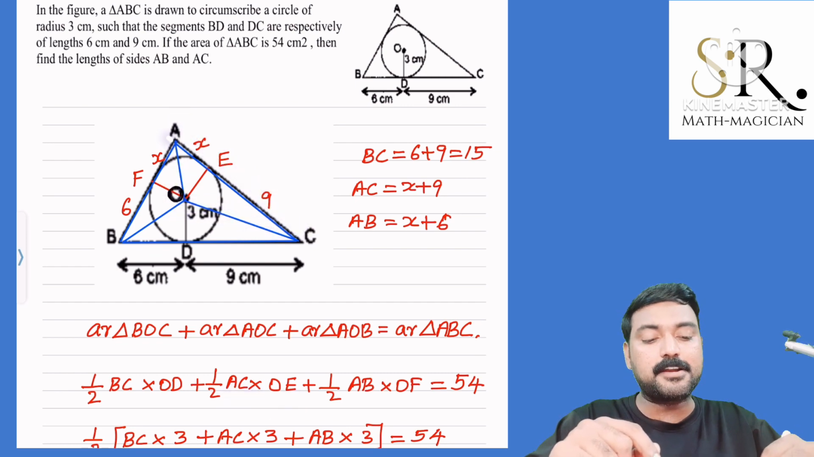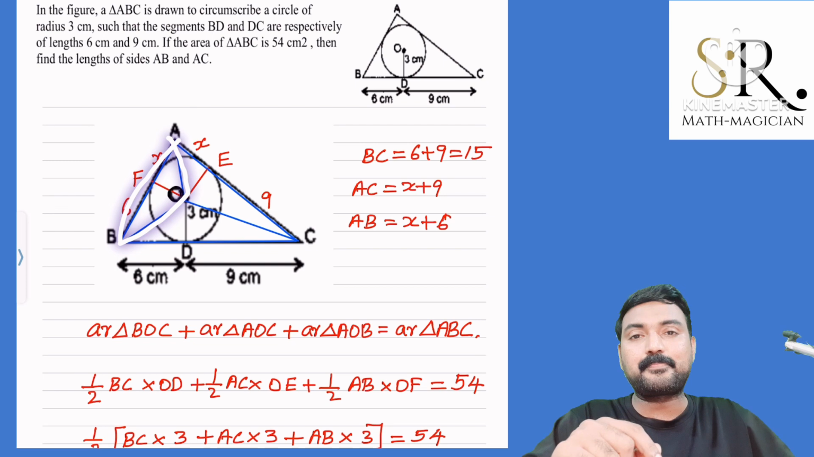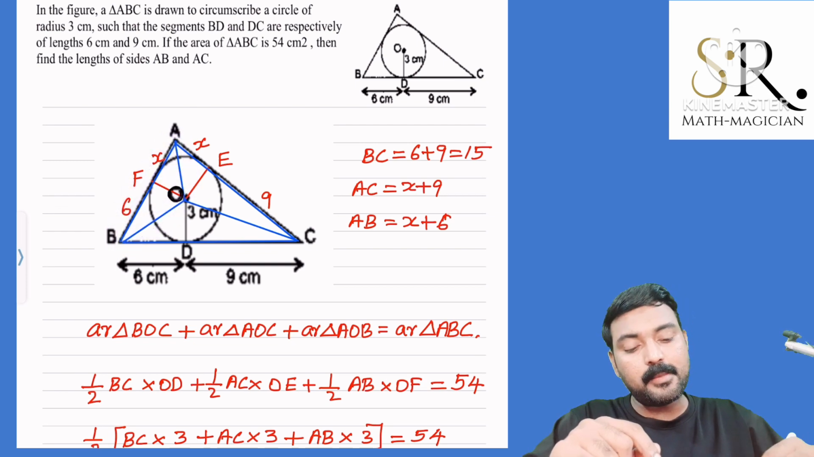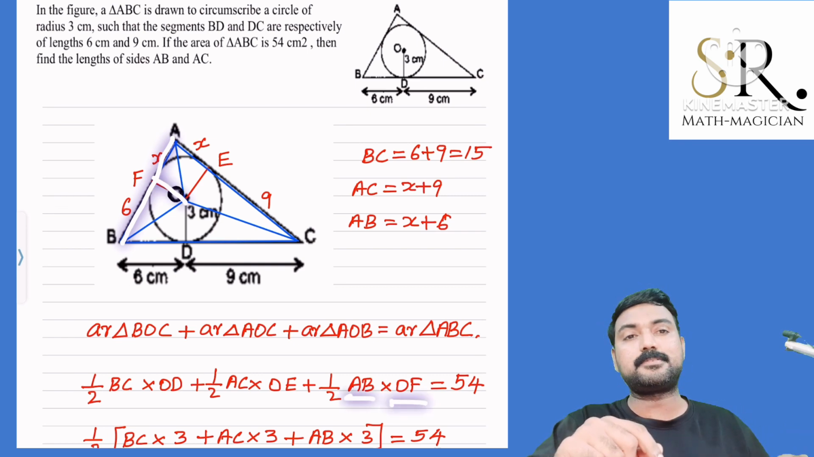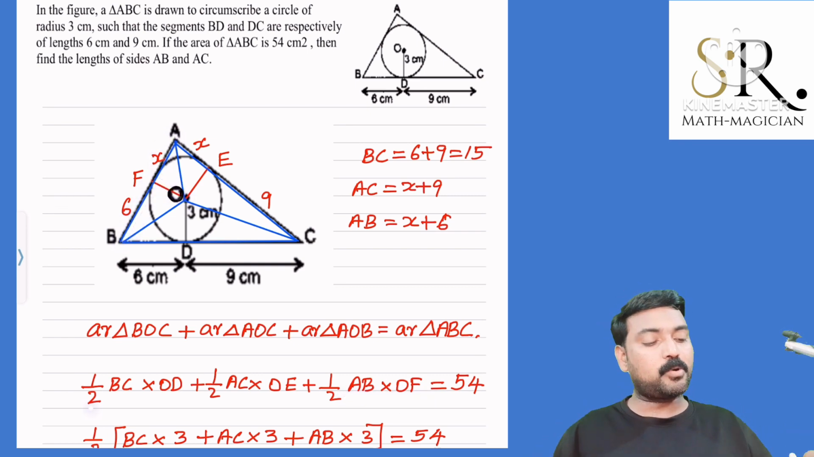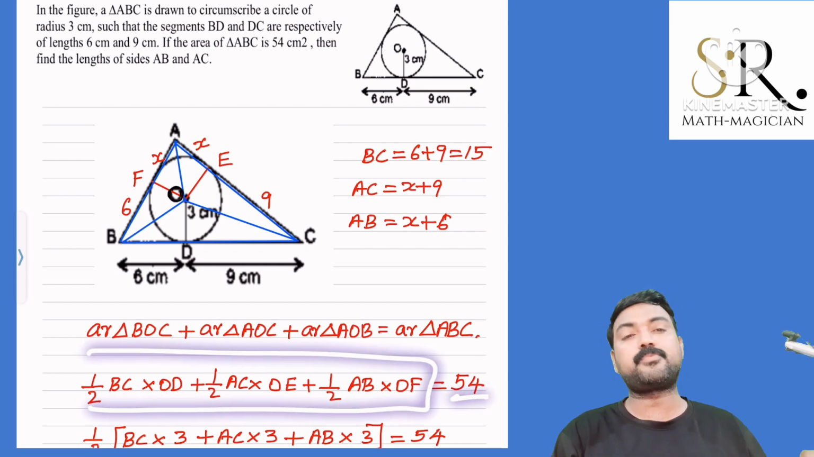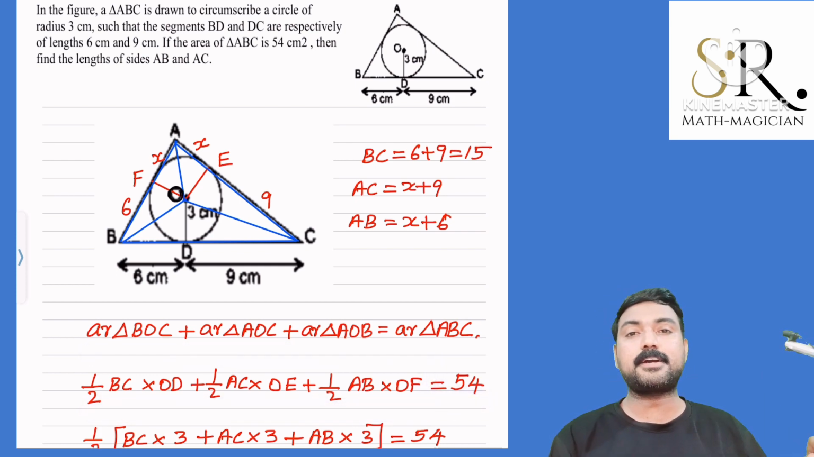Similarly, the third triangle. What's the name of the third triangle? Triangle AOB. What will be the base? Base is AB. What will be the height? OF. So half into AB into OF. So by adding these areas, we will get 54, that is the total area of the bigger triangle.